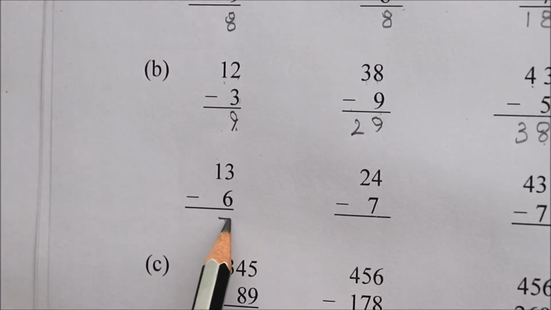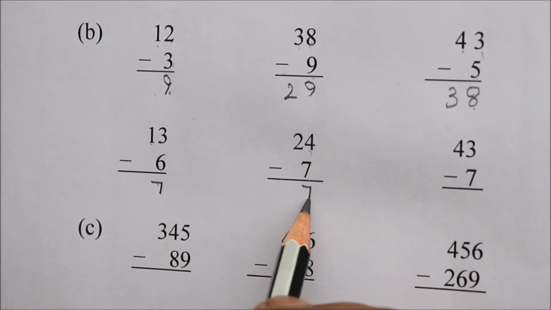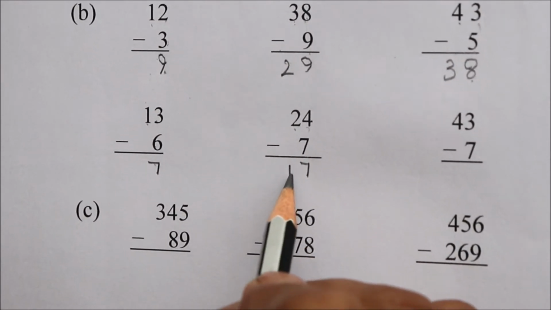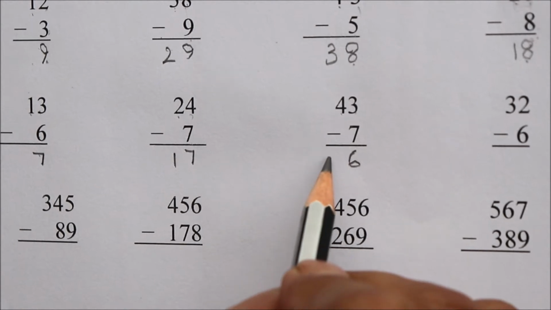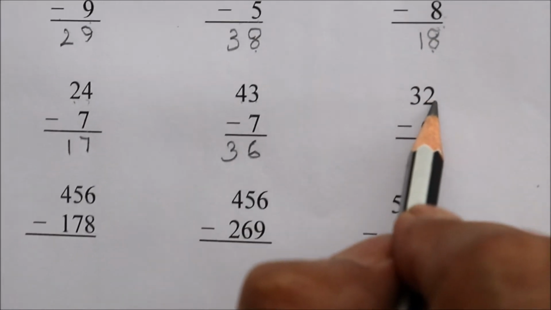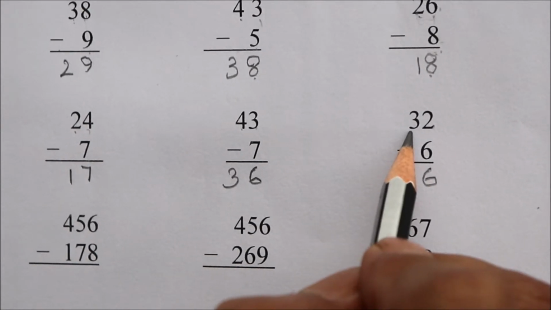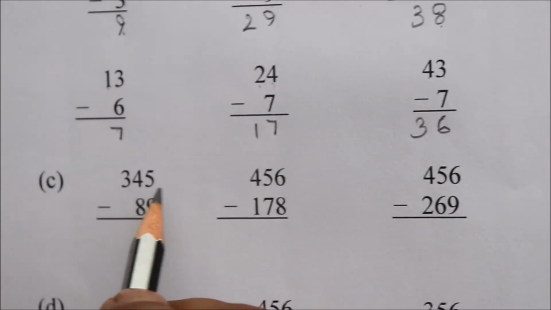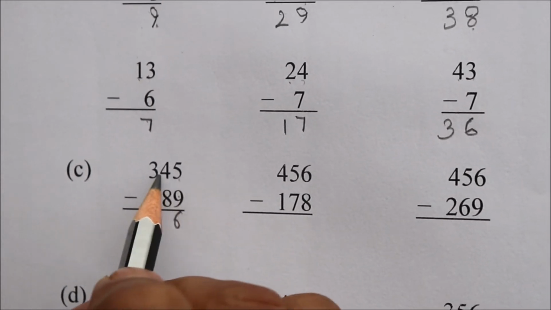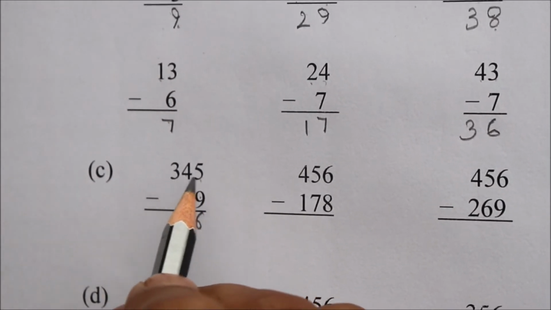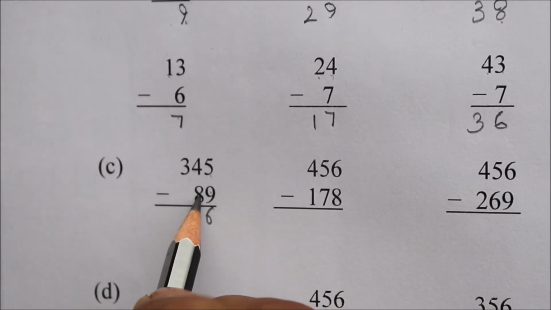3 more, 7. 1 minus 1, 0. 3 more, 7. 2 minus 1, 1. 4 more, 6. 4 minus 1, 3. 4 more, 6. 3 minus 1, 2. 4 more, 6. 4 minus 1, 3. Minus 8 plus 2.